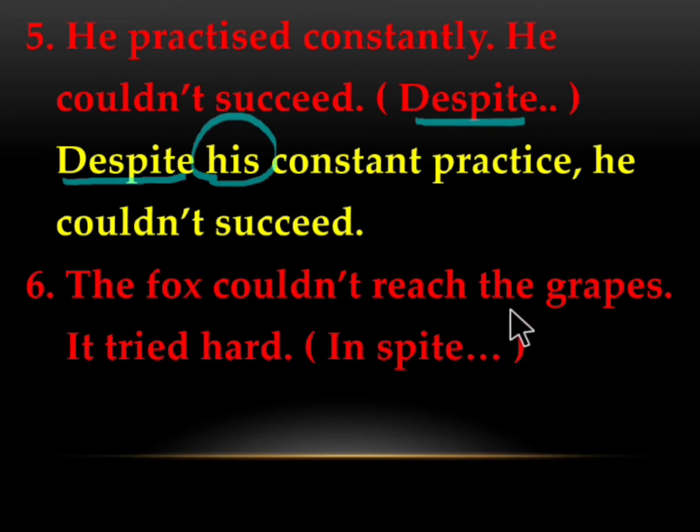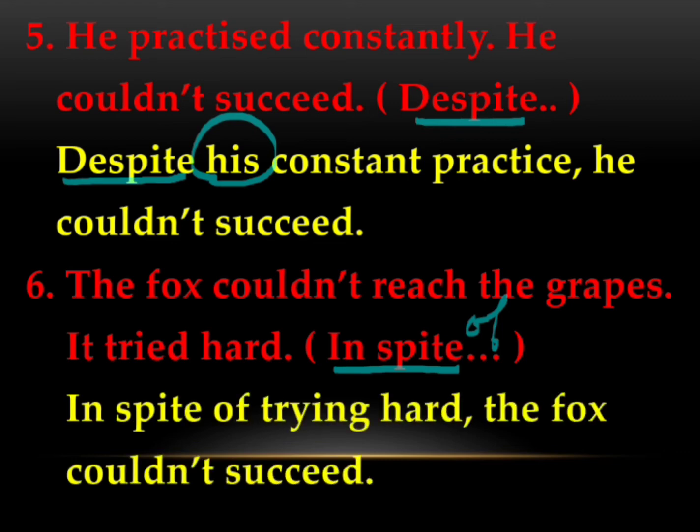The fox couldn't reach the grapes. It tried hard. Here we have to use in spite. So in spite of, which is mandatory. And we combine it in this way. In spite of trying hard, the fox couldn't succeed. So in spite of. In most sentences, you could have observed that after in spite of, the verb has an ing form.